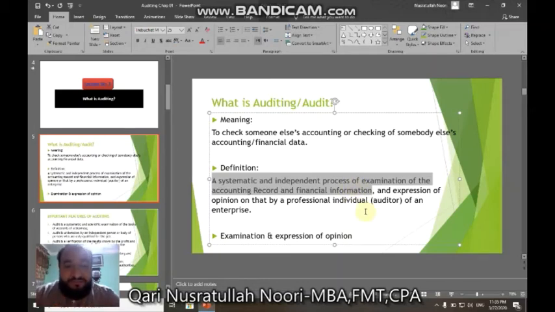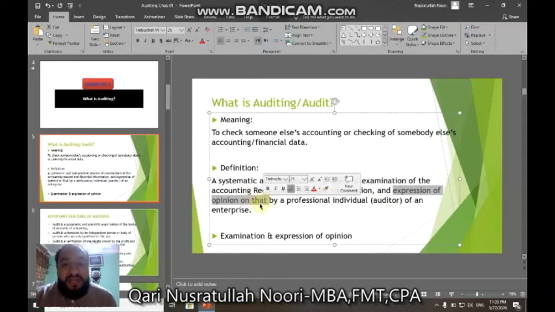So that's the first part of the definition. When an auditor comes to your organization, or for example, you are an auditor, if you want to audit an organization, the first thing you will do is examine accounting record and financial information. How to examine? Systematically and independently. That's the number one job. Number two job of the auditor is expression of opinion on that. Here by that I mean accounting record and financial information. Right? So first thing you will do is examine the accounting record and financial information. Number two job of an auditor is to express the opinion on the accounting record and financial information which he has examined.